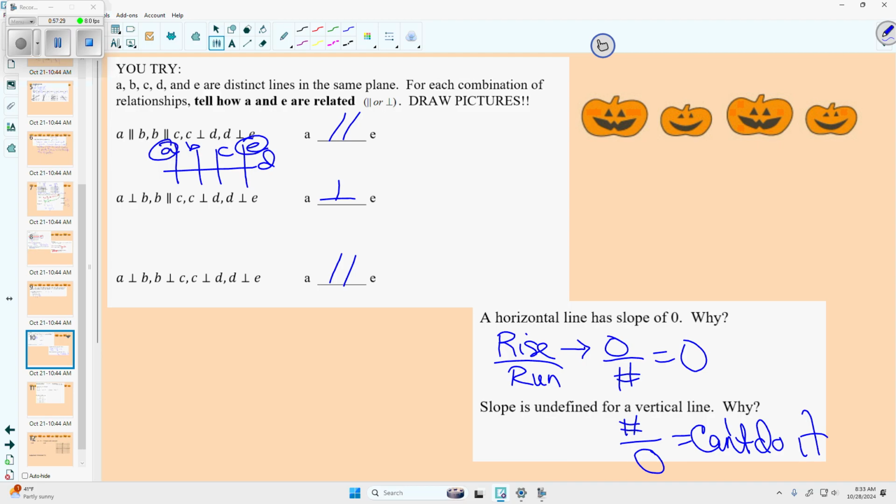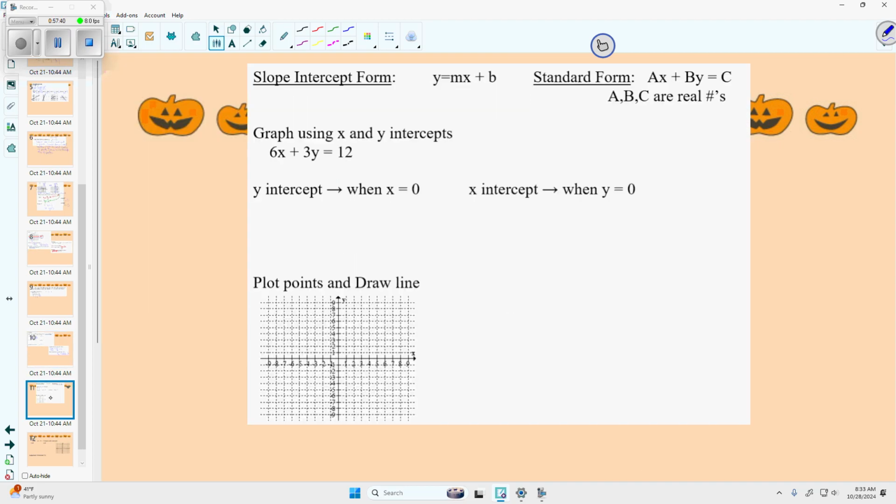But we don't always give you the lines in y equals mx plus b. Sometimes we give it to you in standard form. Standard form is when you have ax plus by equals c. Just means your x and your y are on the same side. A, b, and c are real numbers. And sometimes when you have that format, it is easier to graph using x and y intercepts.